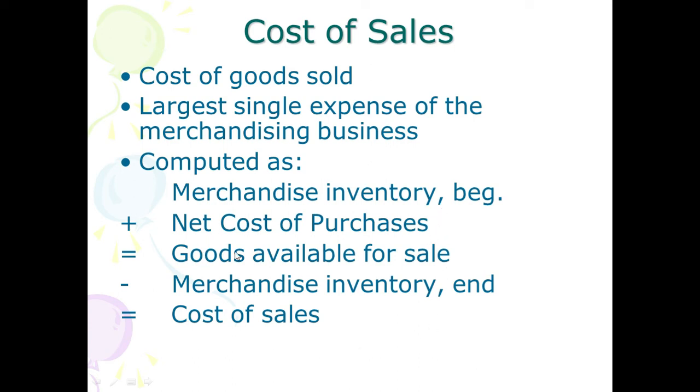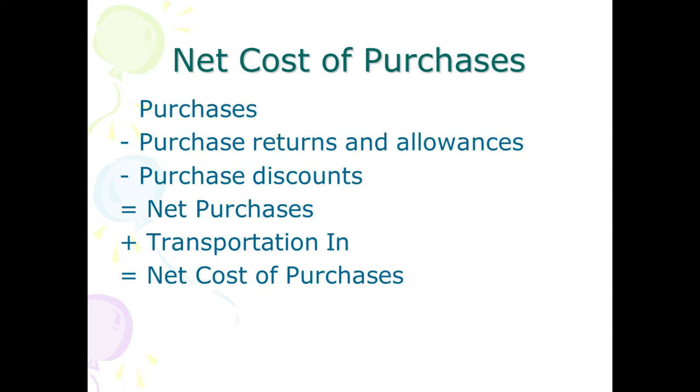Or you may be given goods available for sale and cost of sales, and you will be asked to compute for merchandise inventory end. So, like I said, familiarize yourselves with the formula for cost of sales. To break down net cost of purchases, or net purchases, basically what you have would be purchases less the contra purchase accounts. The contra purchase accounts are returns, allowances, and discounts, of course.